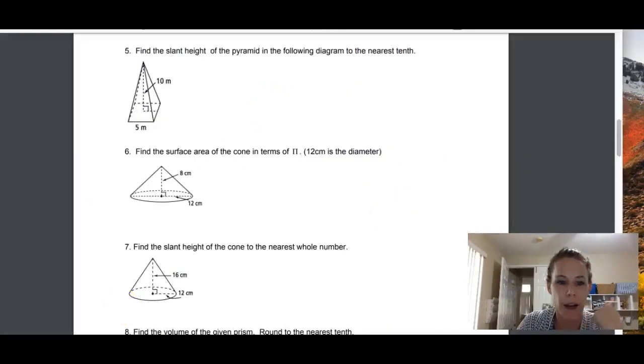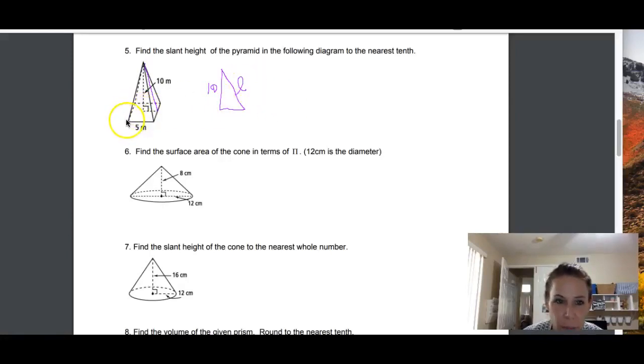All right, on number 5, we are finding the slant height here. Find the slant height of the pyramid to the nearest tenth. So to get the slant height, we basically want the height of the face of this triangle right here. And so we create this right triangle inside the pyramid, and I'm going to draw it out here so we can see it. All right, so we know the height here is 10. This will be our slant height. We need to find this base in order to figure out the slant height.